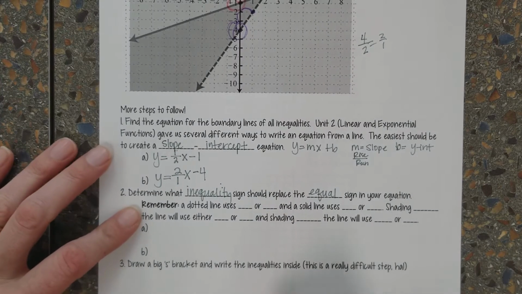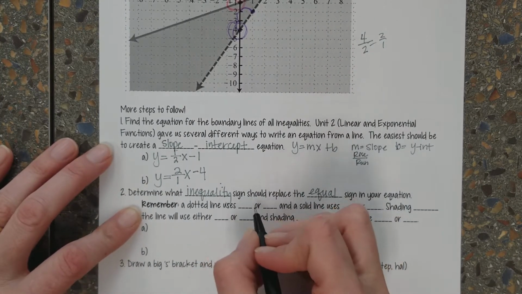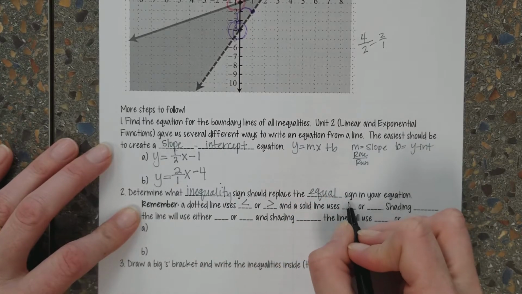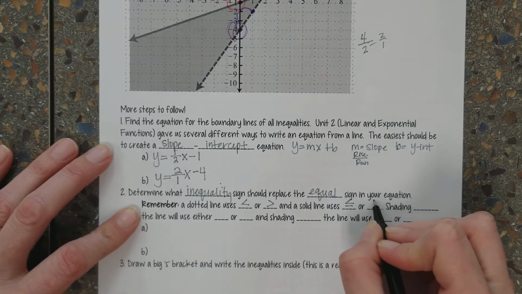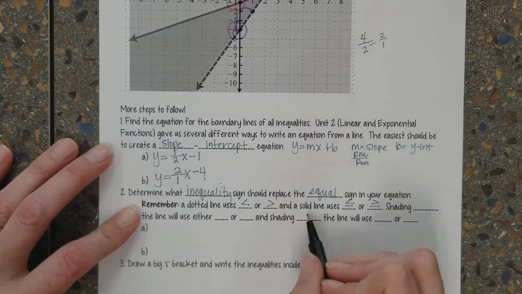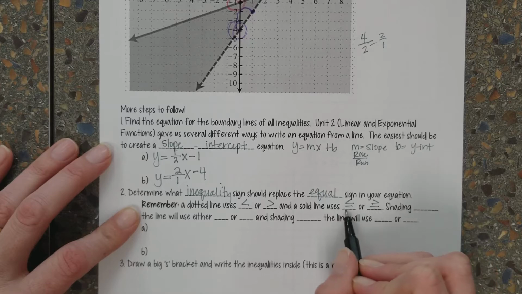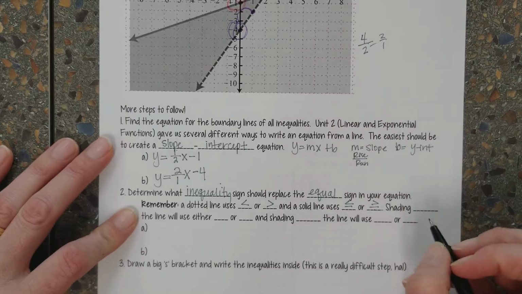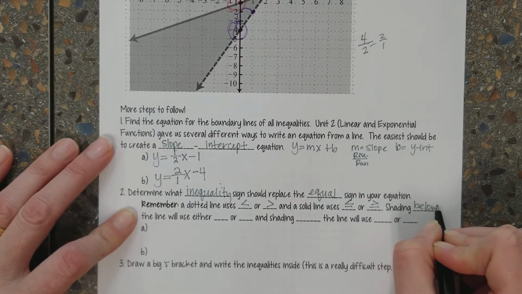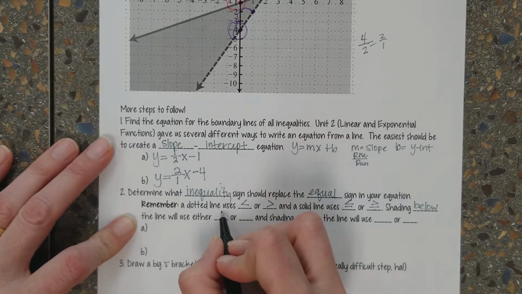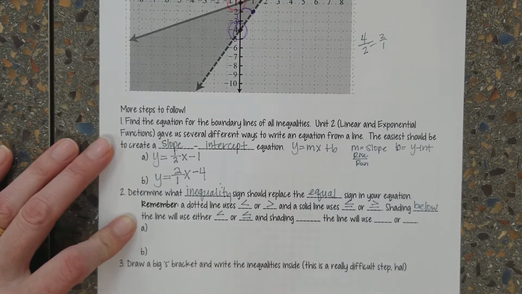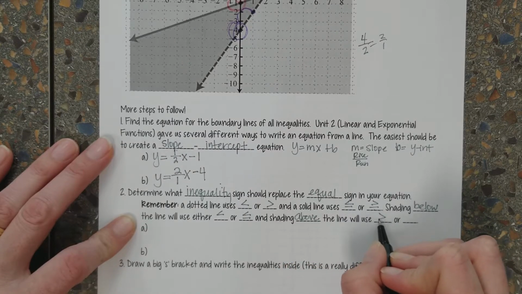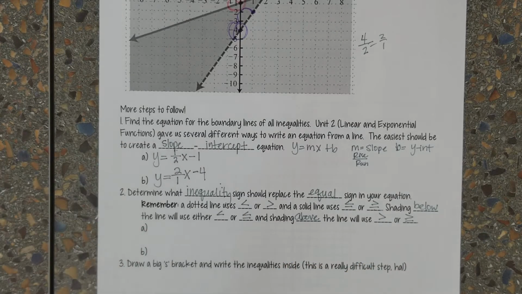Okay, so here's some things that you need to remember. A dotted line uses either less than or greater than, and a solid line uses less than or equal to or greater than or equal to. Remember, the solid line has that line underneath it. The other thing we need to know is that if they're shading below our line, then we're going to use either less than or equal to. And if they're shading above our line, we're going to use greater than or equal to. So this is what I would write.